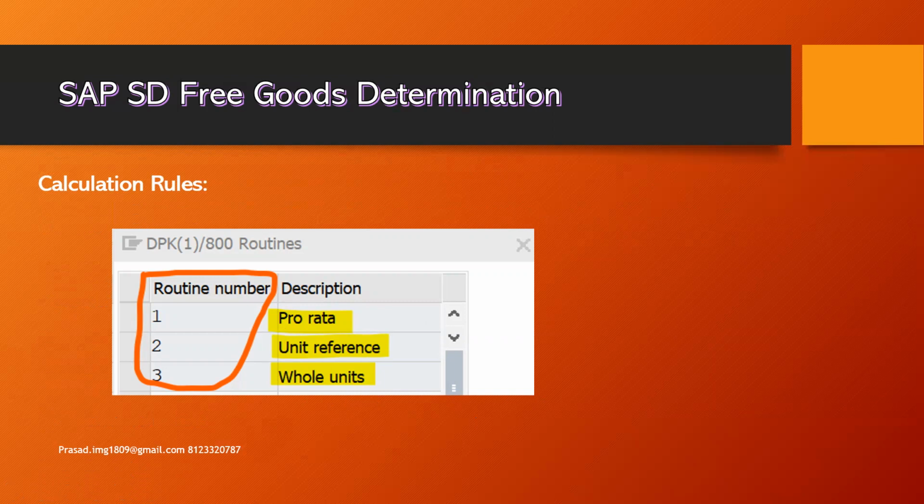If the business wants to calculate in a different way, then we need to take this routine number and give it to the technical consultant so that they will build the logic, and they will build the program, and then accordingly the routine will work.